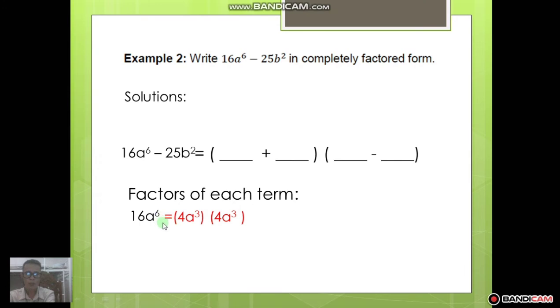Guys, you have noticed that the exponent of the variable is being divided equally. If we multiply this one, the result is a raised to 6, if you still remember the law of exponent. So these factors should be placed as the first term of the binomial. Then we will do the same in the next term, 25b squared. The factors are 5b multiplied by itself. This is now the second term of the binomial. So this is now the complete factored form of this expression.